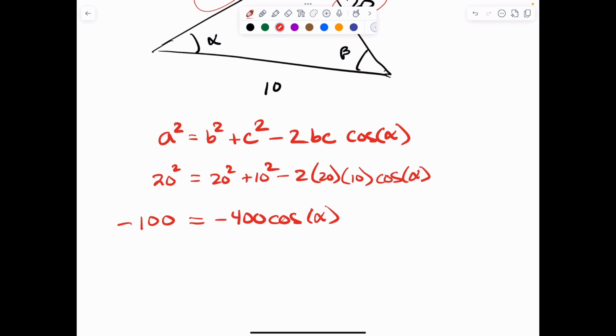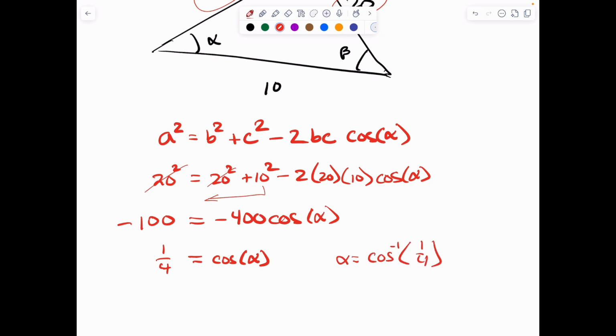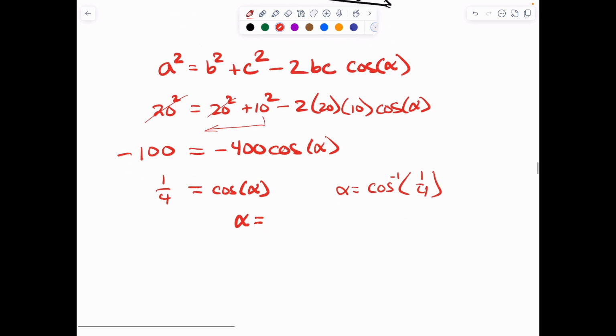Okay, so just so you know what I did, I canceled those. I moved this over. And I computed 2 times 20 times 10. And then that gives me 1/4 when you divide. So alpha is equal to the inverse cosine of 1/4. Let's go find out what that is. I did it on my calculator already. I've got alpha is equal to 75.522.